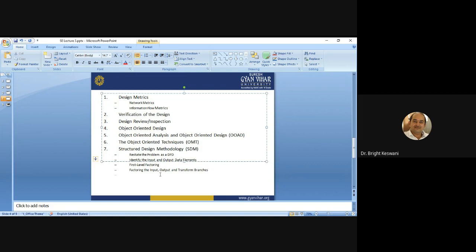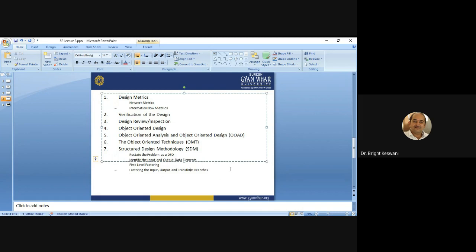In the early stage the software does not exist, so during the analysis and design phase the designer has complete freedom in creating a DFD as per the client's requirement stated in the SRS. So restating the problem as a DFD is the first step of SDM. The second major step is identifying the input and output data elements, which is a very important thing. You have to identify all the input and output data elements.